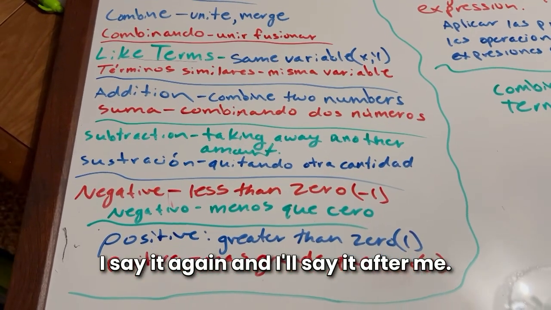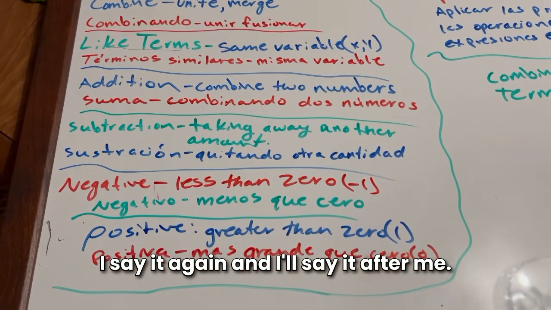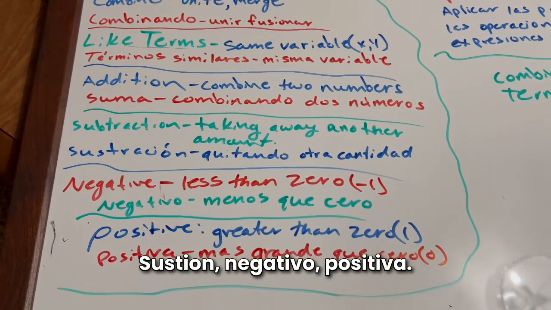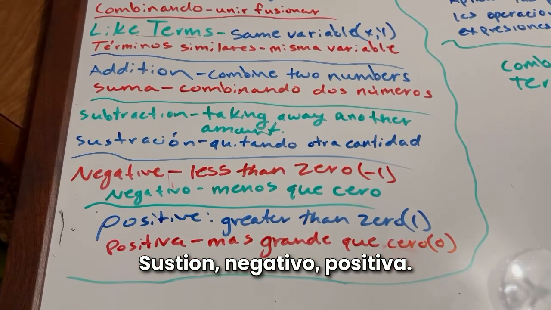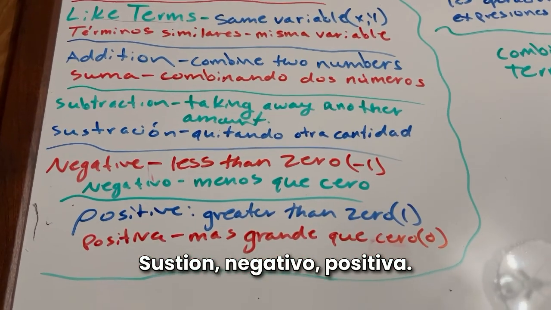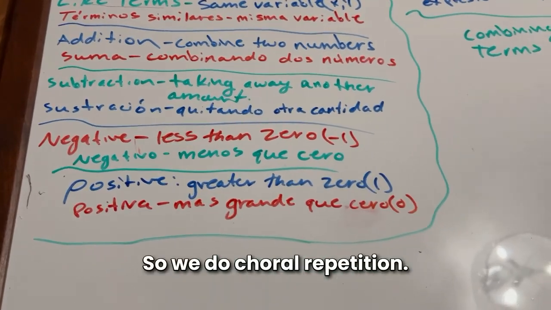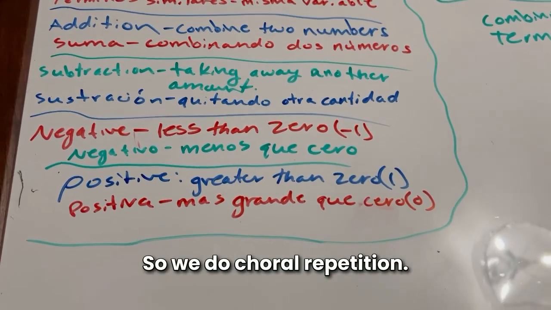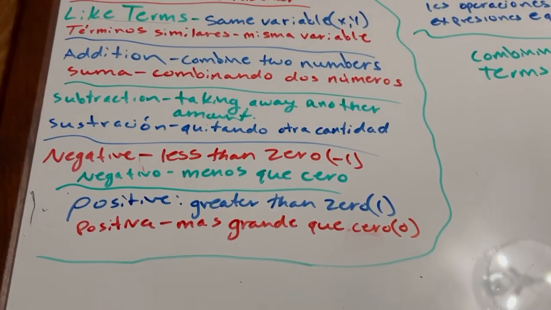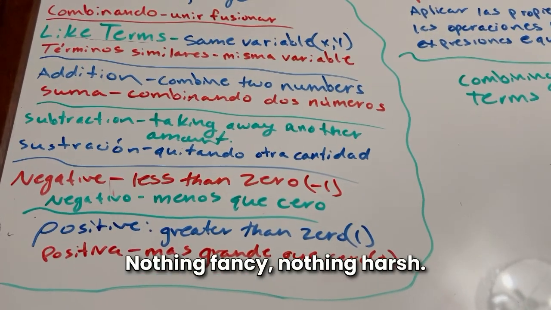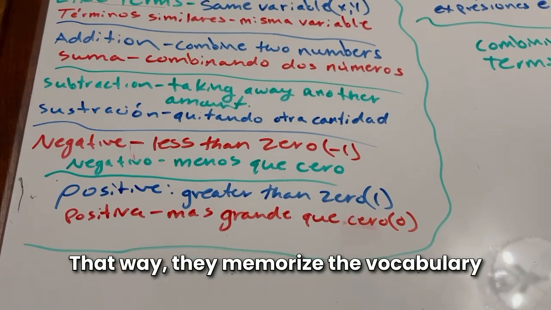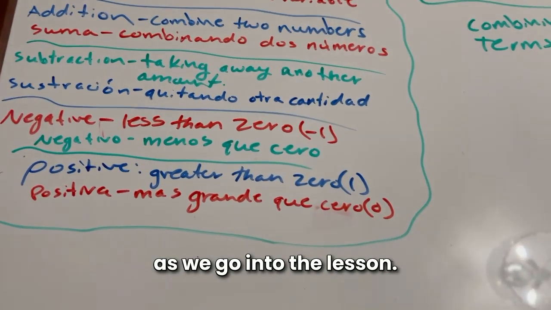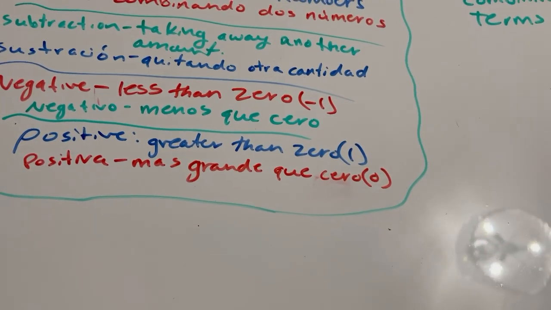They'll go say it again. Términos similares. And they'll say it after me. Sumar. Sustitución. Negativo. Positiva. And so on. So we do choral repetition. Takes us about 5 minutes. Nothing fancy, nothing hard. But it's a great strategy for them to know that way they memorize the vocabulary as we go into the lesson.